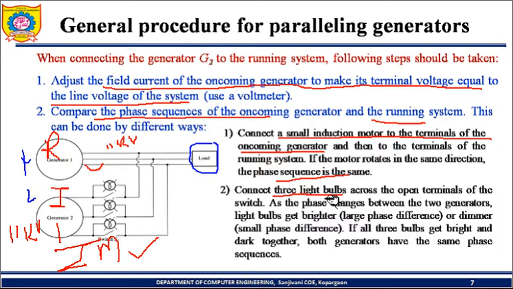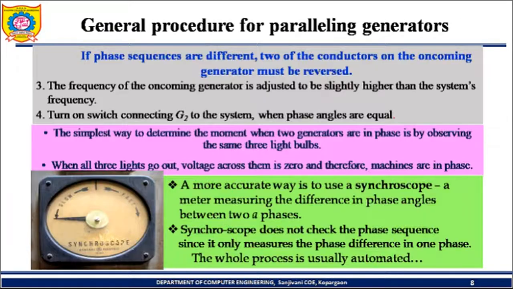So here you can see 1, 2 and 3. These 3 bulbs are utilized, and as the phase difference between the two alternators changes, the light bulbs will get brighter or dimmer. Brighter means a large phase difference, dimmer means a small phase difference. And if all the bulbs get bright or dim together at a time, then the phase sequence is the same. So this is the procedure which we follow.